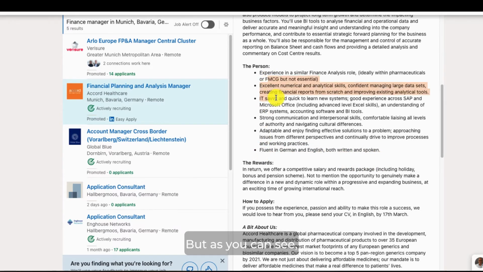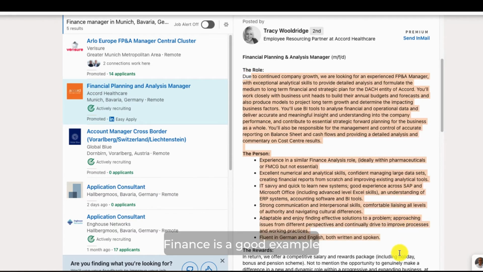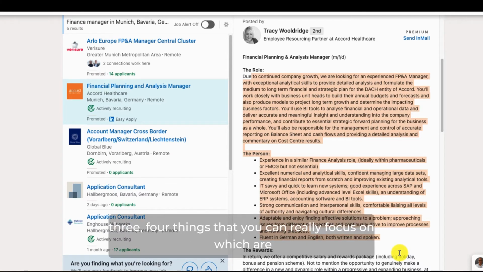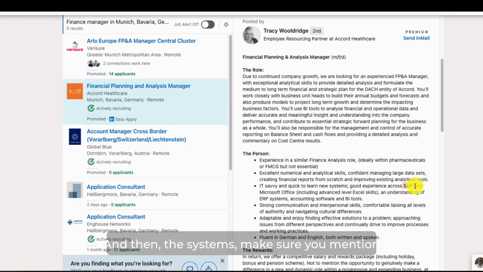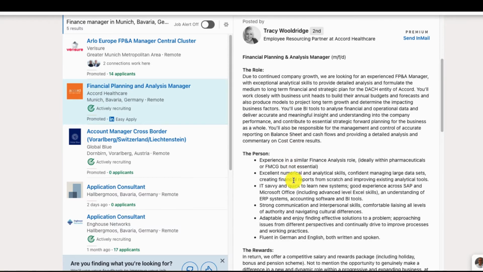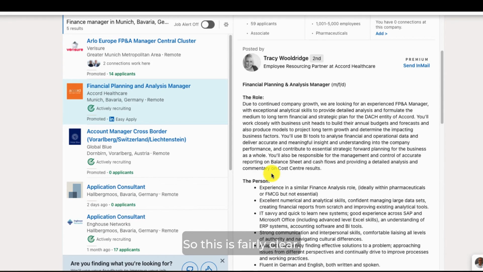But as you can see, sometimes descriptions are very generic. Finance is a good example because finance is finance. So try to pick those two or three, four things that you can really focus on, which are different to this position compared to a black and white. And then the systems, make sure you mention those ones as well. Rewards, how to apply, that's it. So this is fairly clear. It's very open. Many finance professionals can apply.